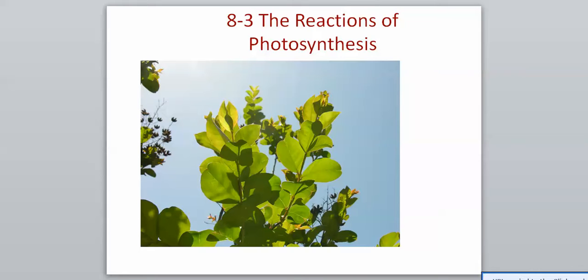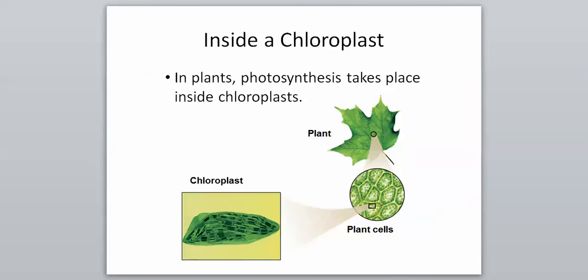We are in section 3, and we're going to look at some specifics about the reactions of photosynthesis, so where it actually occurs and how it occurs is what we're going to look at today. So the first part we need to examine is inside the chloroplast.